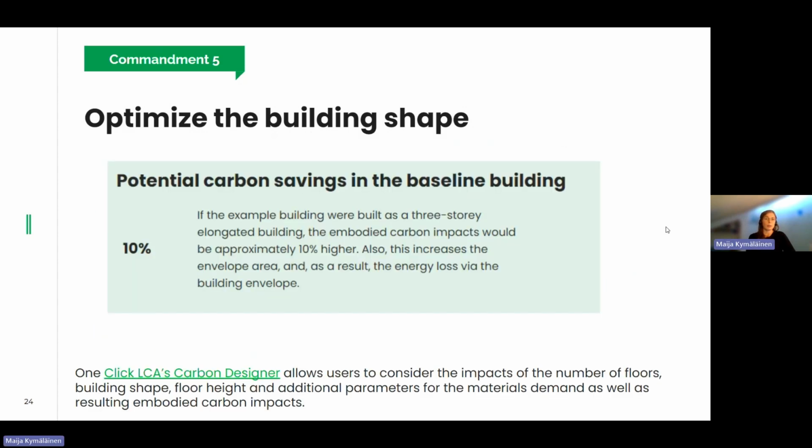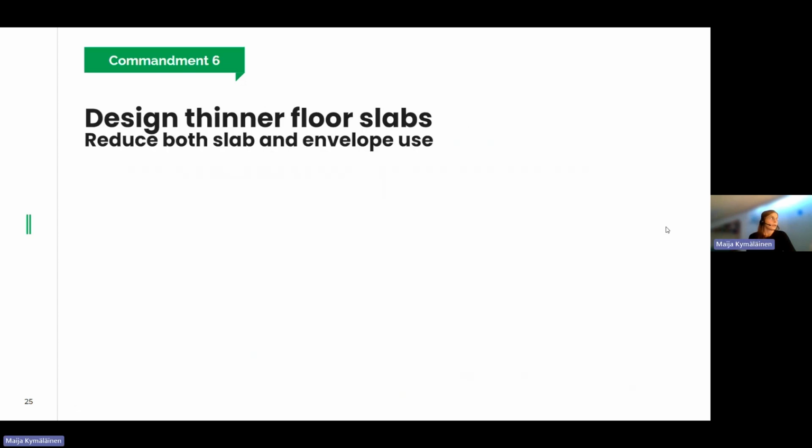So here in our baseline building, the shape was also optimized. The example building was a 3-story elongated building instead of the actual building. So the embodied impacts were higher if the building was longer instead of taller. Then Commandment 6, design thinner floor slabs, and this reduces both slab and envelope use.